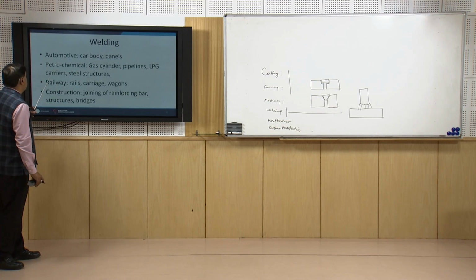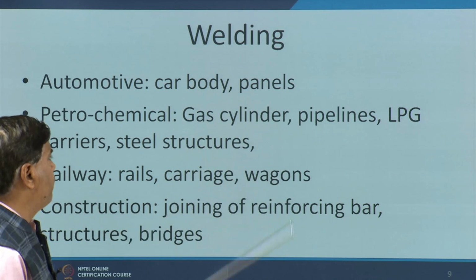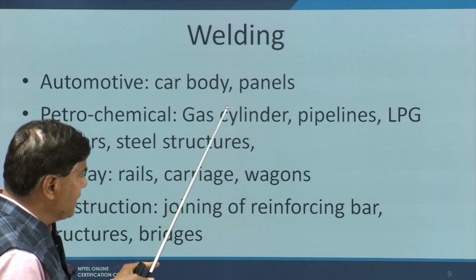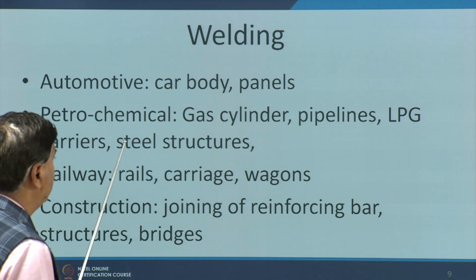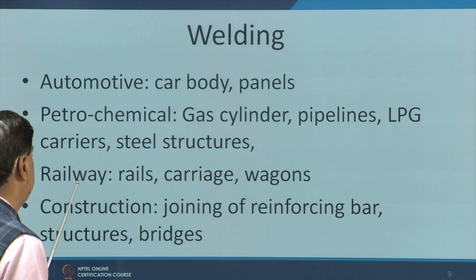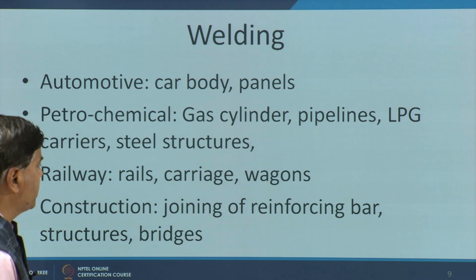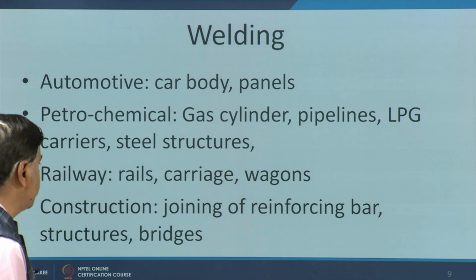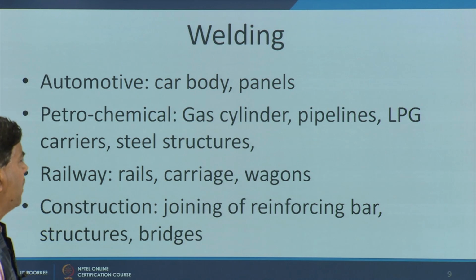joining in the automotive sector for joining the car bodies with the structure of the car, and the panel members. In the petrochemical industry, it is used for fabrication of gas cylinders, joining the pipelines and LPG carrier tanks, and the steel structures which are used at sea. In railways it is used for making the rail joints through the thermite welding process. Also, joining is commonly used for fabrication of the coaches, carriages and wagons, and in the construction industry it is used for joining of the reinforcing bars, structures and bridges.